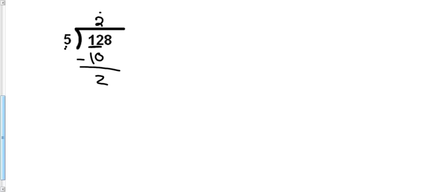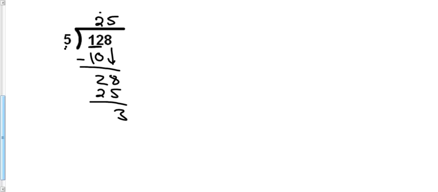Then we would repeat the process, bringing down the 8. Okay. So then I would say, how many times does 5 go into 28? Well, it goes in 5 times. Multiply 5 times the 5 gave me a 25, and then I would be left over with 3. Now, with whole numbers, we would then maybe put some decimal points and see if we could get this to work out with a couple decimal points.